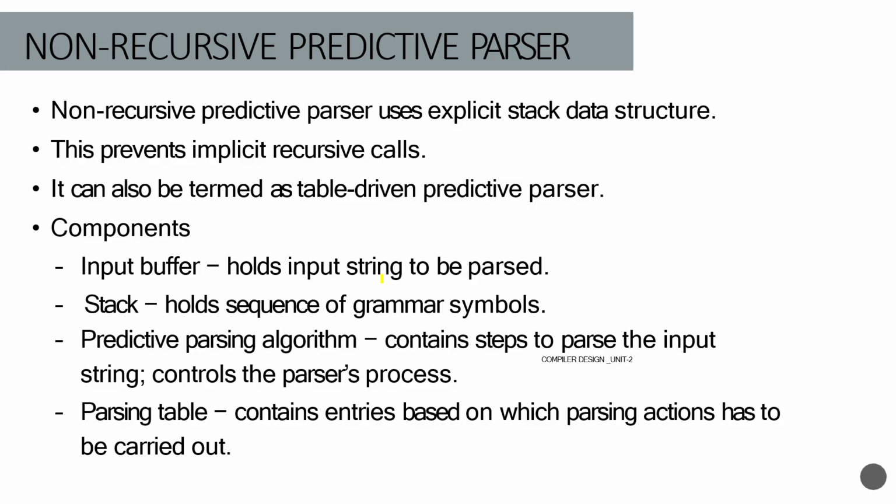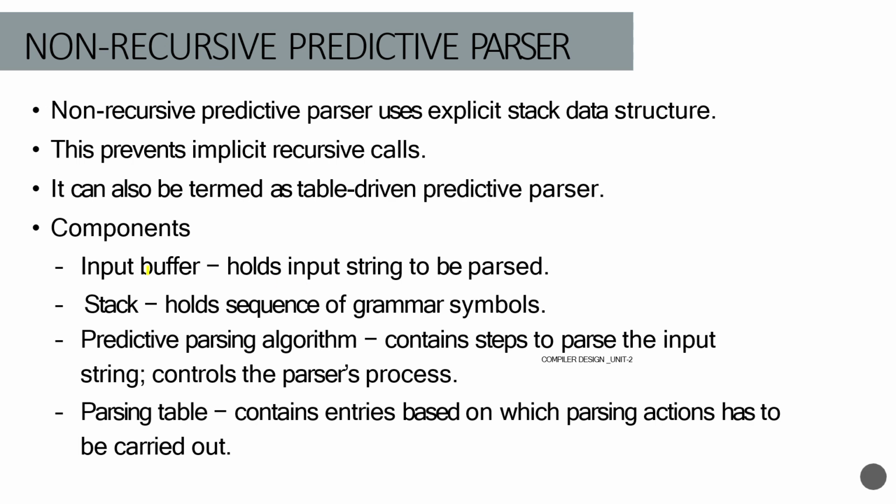So there are two types of predictive parser. One is non-recursive and the other one is recursive. First, we will discuss the non-recursive predictive parser. It uses an explicit stack data structure. This prevents implementing recursive calls. It can also be termed a table-driven predictive parser.